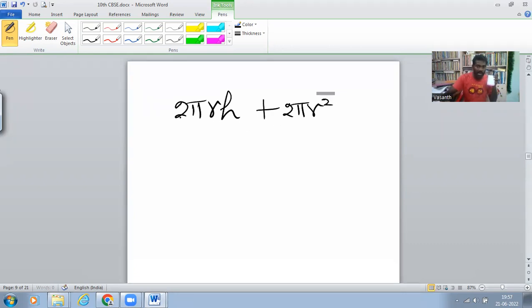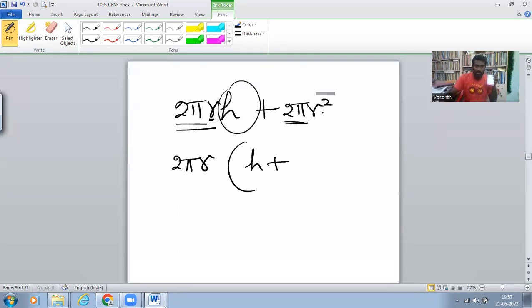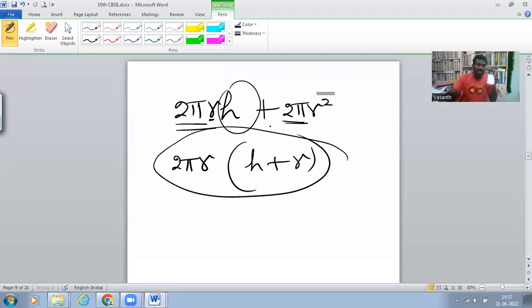Now when we add, we can take 2 pi as well as r common, since here 1 r is there and here 2 pi r square means r into r. If 2 pi r is taken common outside, remaining is h plus r. That is why the total surface area of the cylinder is 2 pi r into h plus r, or r plus h, both are same.